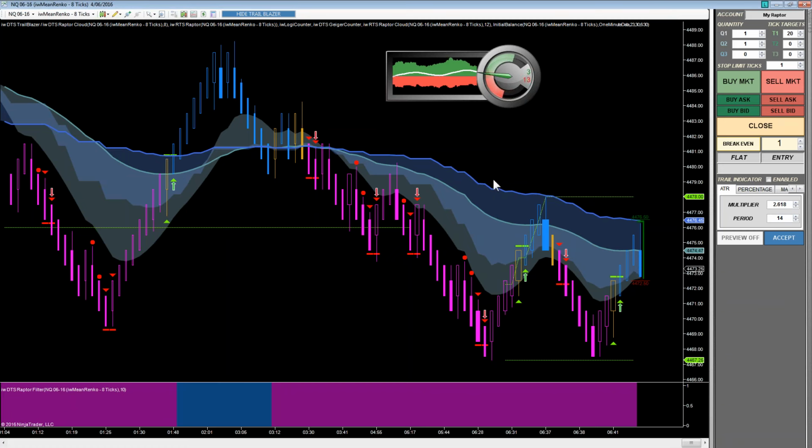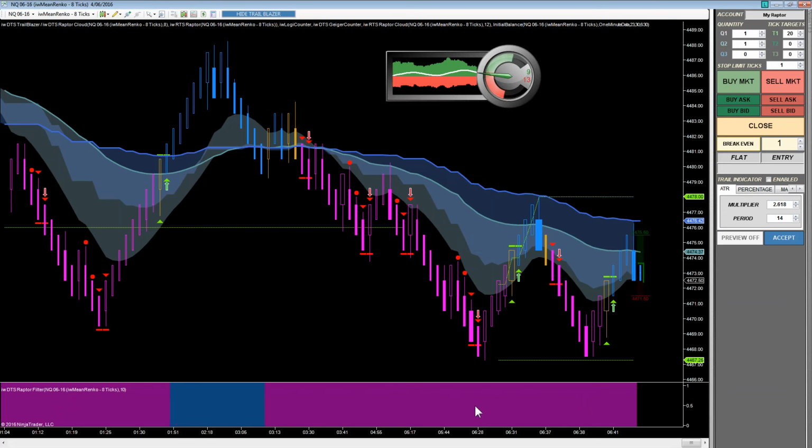You can see we've got the clouds here off of the Eagle. The whole Eagle trend trader is programmed into the filter down here.